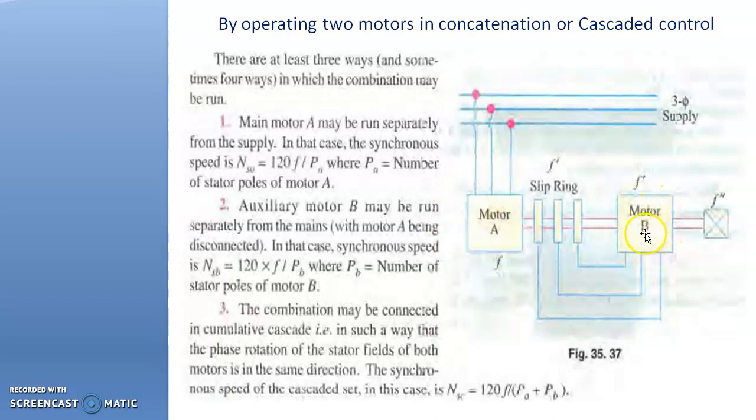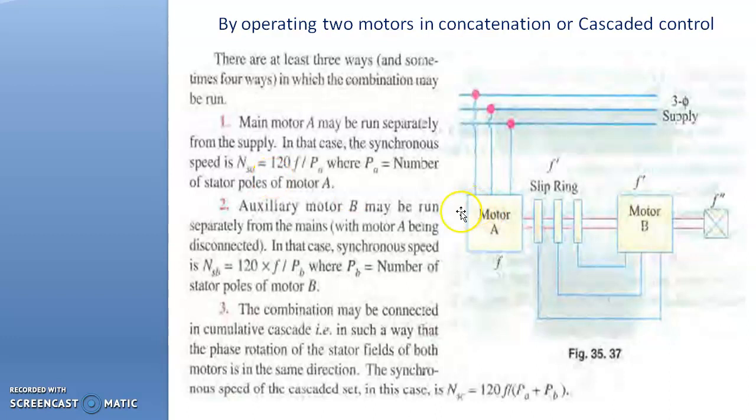So this motor will also be operated at the same speed as this particular motor, because these two are mechanically coupled with each other. Whatever the speed of motor A is going to be the speed of the motor and load also. So if you supply motor A alone, then the speed of the set is going to be the speed of motor A.